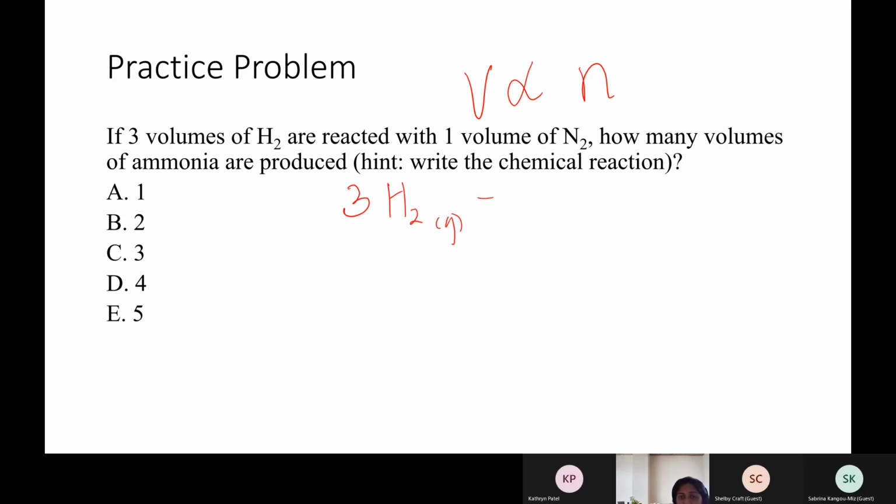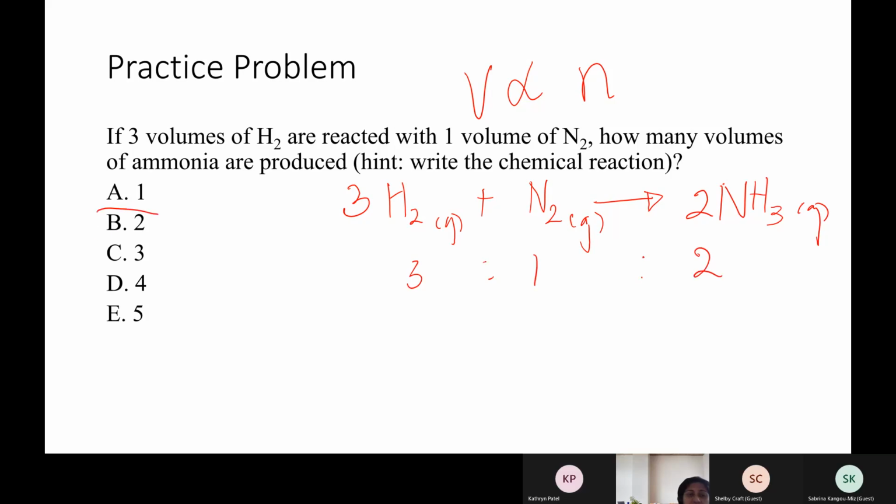H2 gas reacts with 1 more volume of N2. So it can be related as 1 mole. And how many ammonia? Now you are not given the chemical formula. You must know the chemical formula of ammonia. It is NH3. So now how can you balance this? Yes. How many moles of ammonia will be produced? Or how many volumes? 3, 1, and 2. Answer is 2.